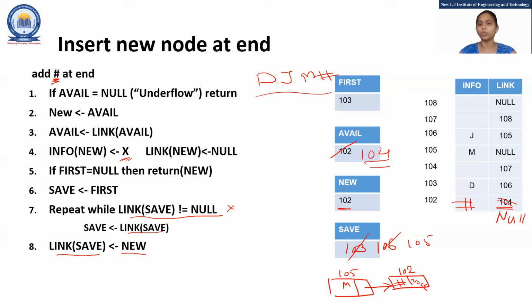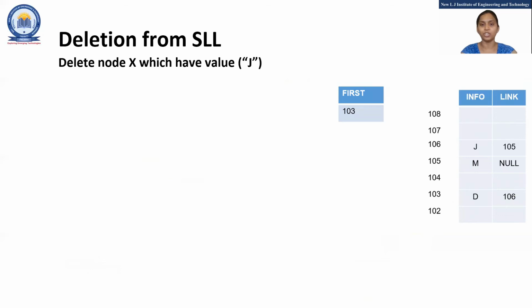You always return your first node address. Where is my first node address? In this case, what is my first node address? What is the first node? This. This is my pointer to the first node. So I will return first. Fine. This is the way we can insert a new node at the ending. Okay. Now let me see one more example of deletion.